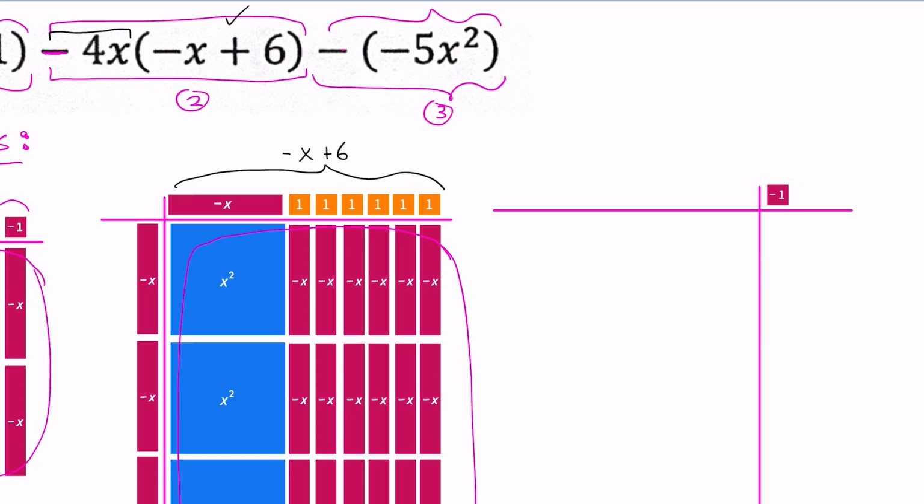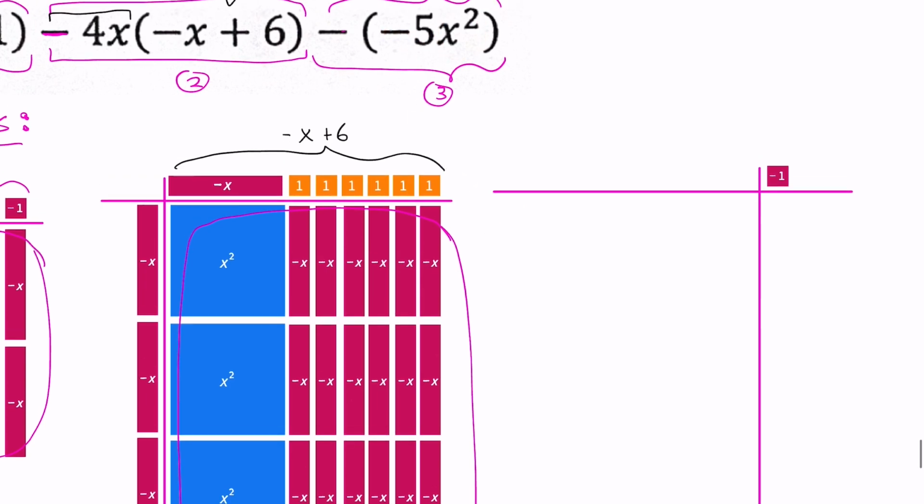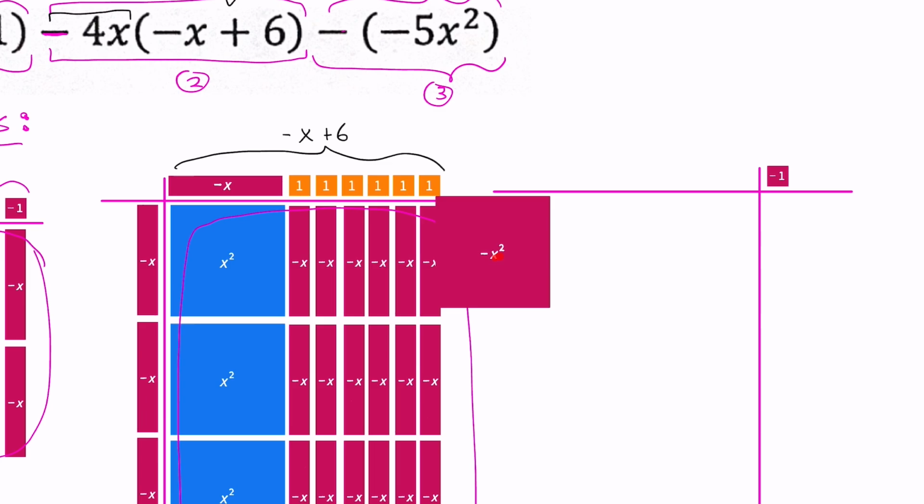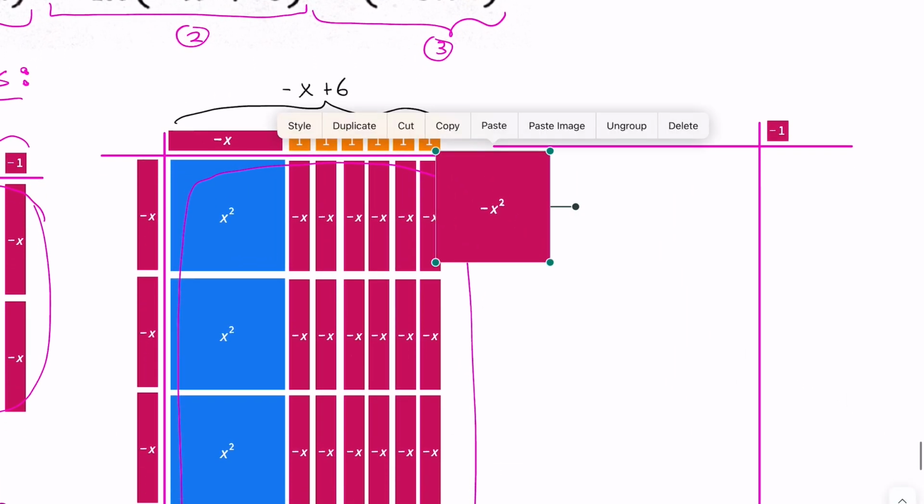And then take a look at this. I have 5 negative x squareds. So that's going to go right here. I'm going to have 5. So I'm going to go here and pull out 5, and it's going to be negative, right? Negative, so negative 1, 2, 3, 4, 5. I'm going to put them right here.